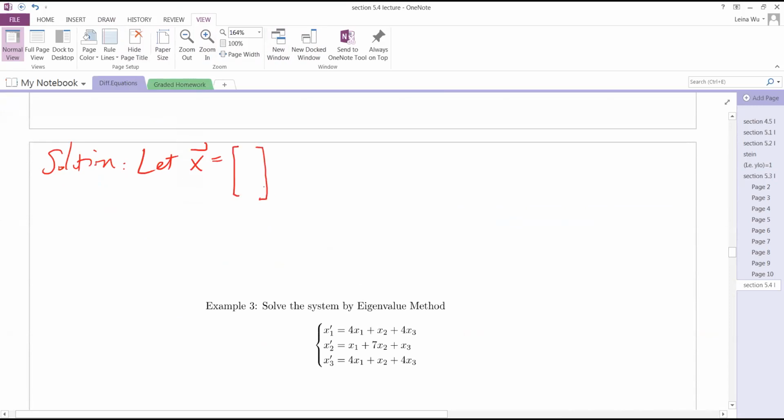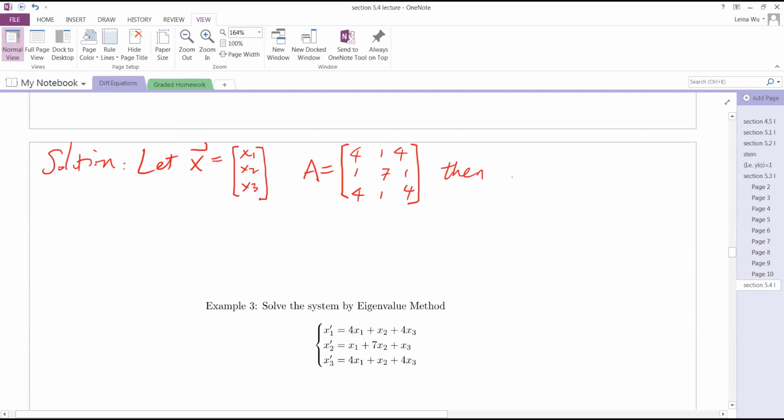Okay, first of all, let us have the unknown vector x. How many unknowns are there? 3. So x1, x2, x3. And matrix A would be 4, 1, 4. Yeah, just read off the coefficients, right? So 4, 1, 4, then 1, 7, 1, and then 4, 1, 4 again.